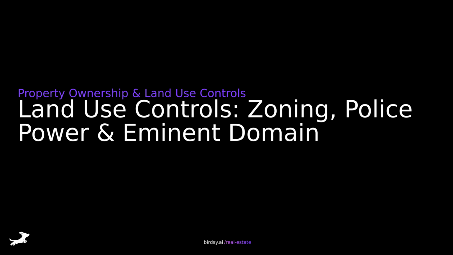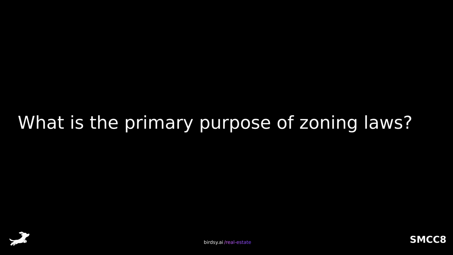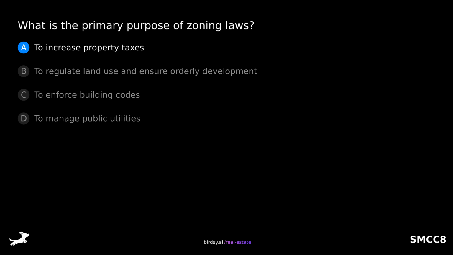Land use controls, zoning, police power, and eminent domain. What is the primary purpose of zoning laws? Is it A, to increase property taxes, B, to regulate land use and ensure orderly development, C, to enforce building codes, or D, to manage public utilities? The answer is B, to regulate land use and ensure orderly development.